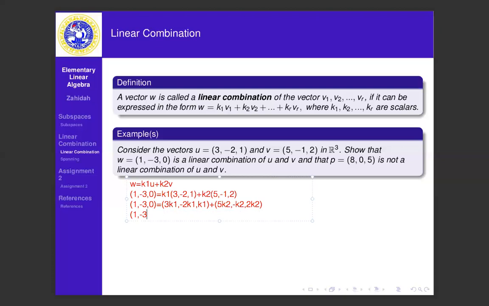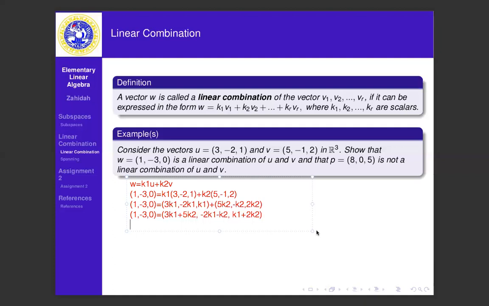From here, what do we have here? Okay, the second component we have -2k1 minus k2, and the third component k1 plus 2k2. Okay, from the last equation, the equality of the components, what do we have here?